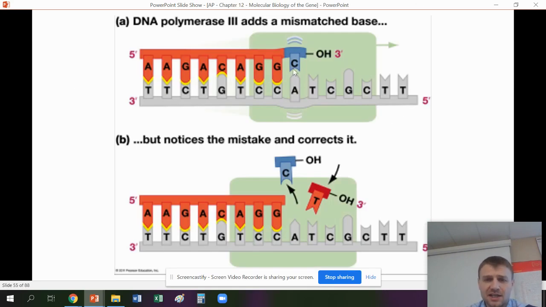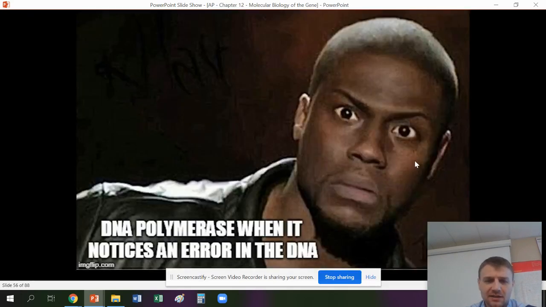You can see how there's a C in here that's not supposed to be here. Again, you want a T here. It can go back and actually replace that.